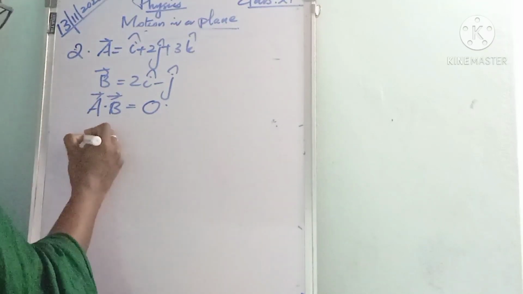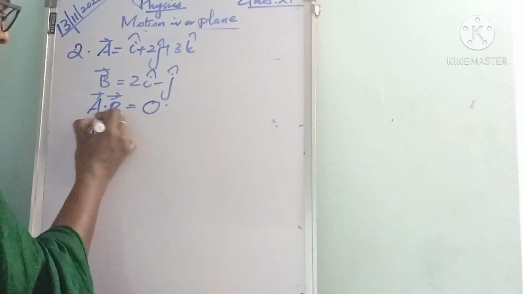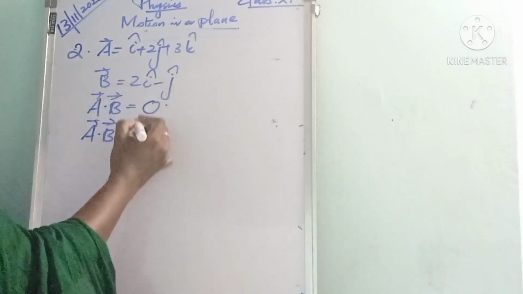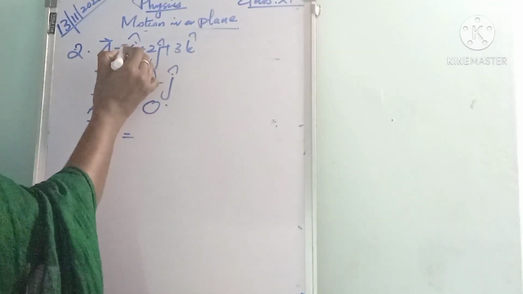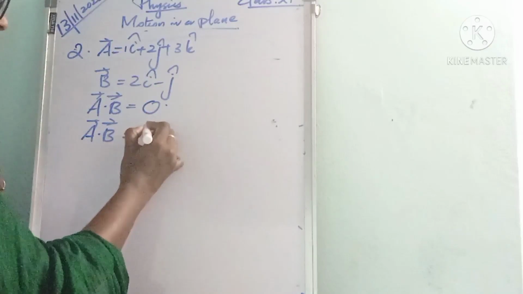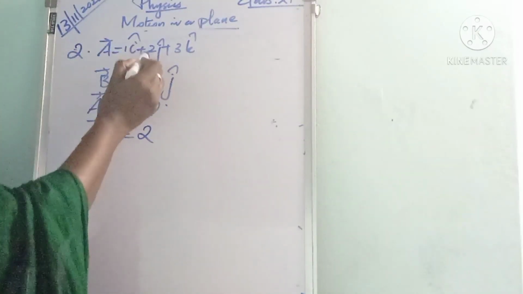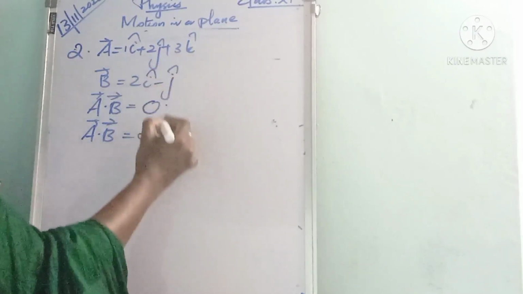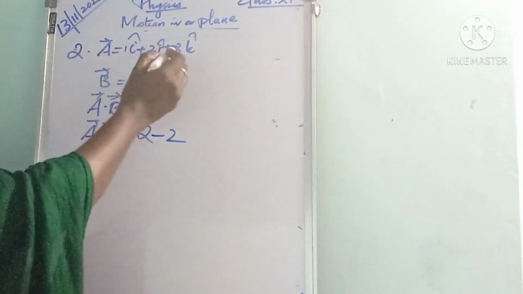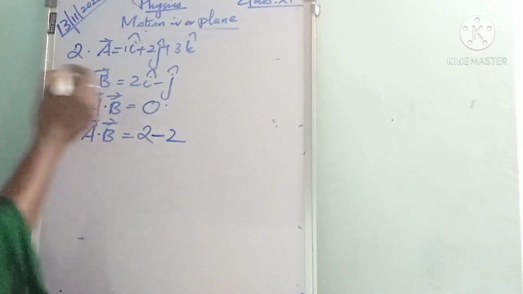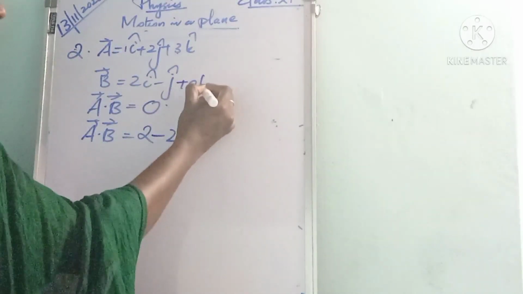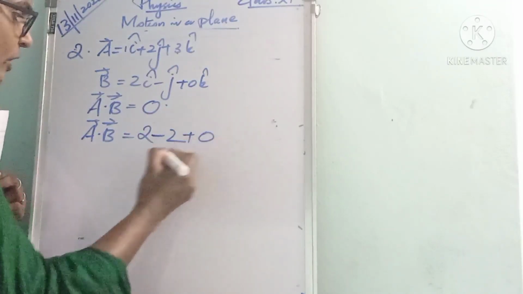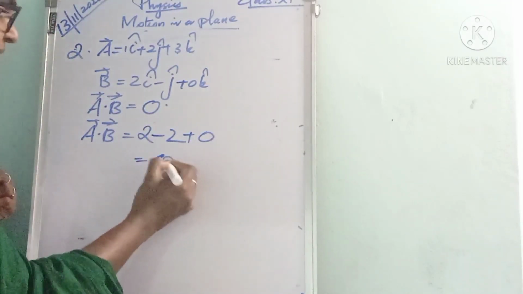So we can find A dot B. A dot B is equal to AX BX: coefficient of i is 1, 1 into 2 is 2. Then 2 into minus 1 is minus 2. Then here it is 3k, but here there is no term, actually it is 0k. Then 3 into 0 is 0. So we got 2 minus 2 as 0.